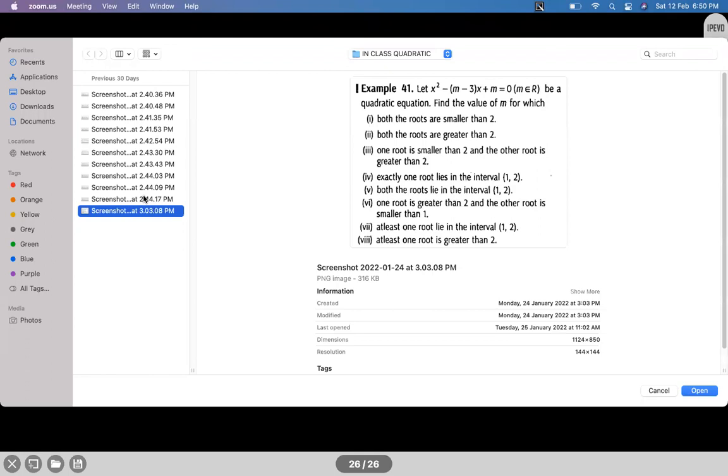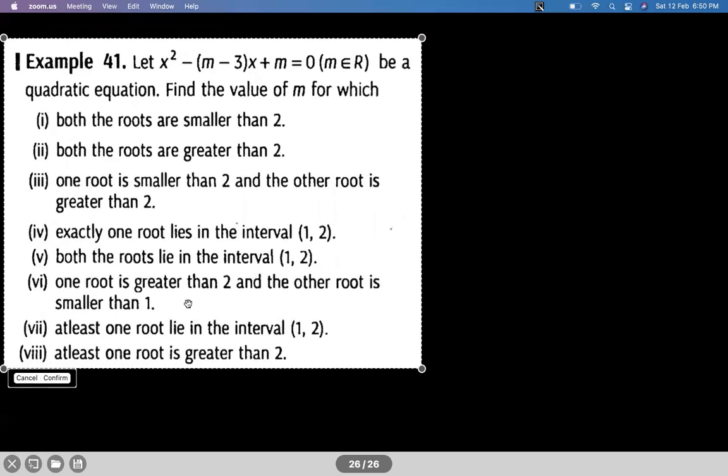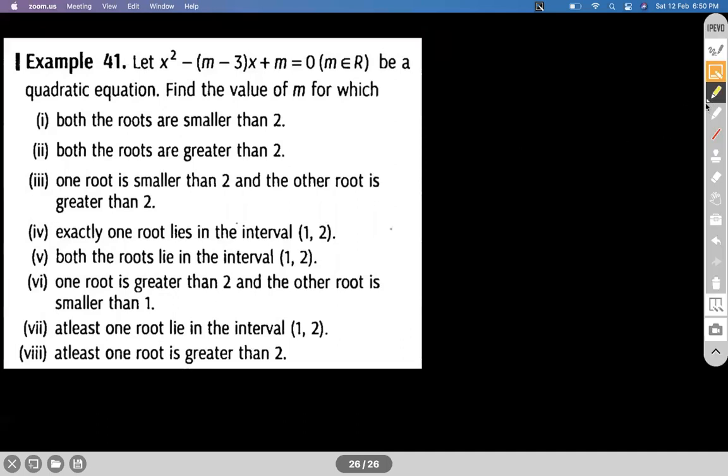Yes, let's take a question on this. The same question, just to make your life easy so that you don't have to recalculate the same things over and over again. Let's do the third part. One root is smaller than two and the other root is greater than two. Solve this. Everybody should now give me the answer.